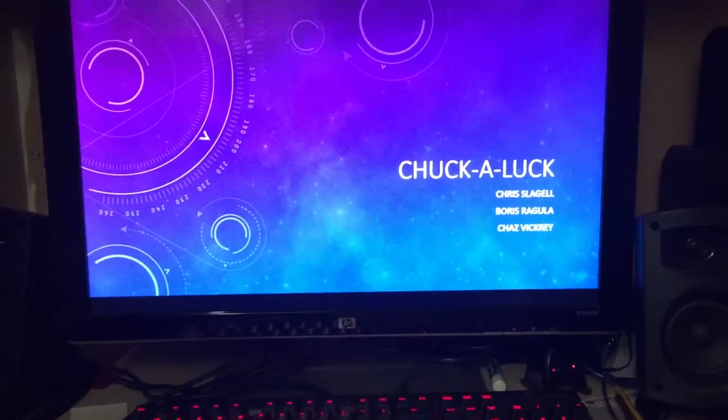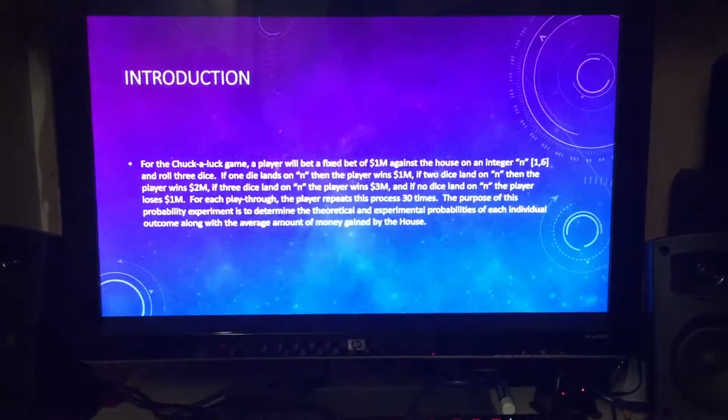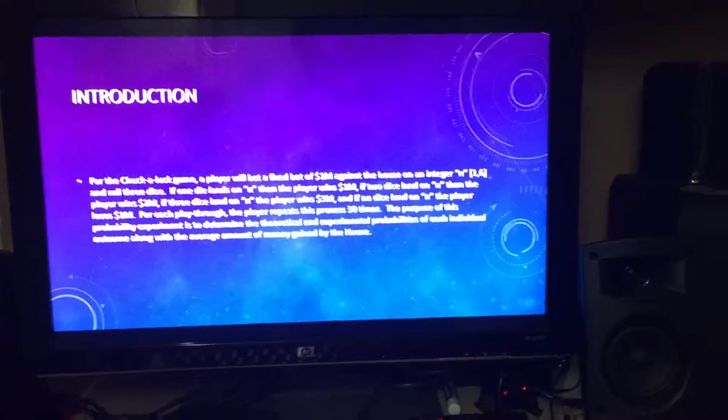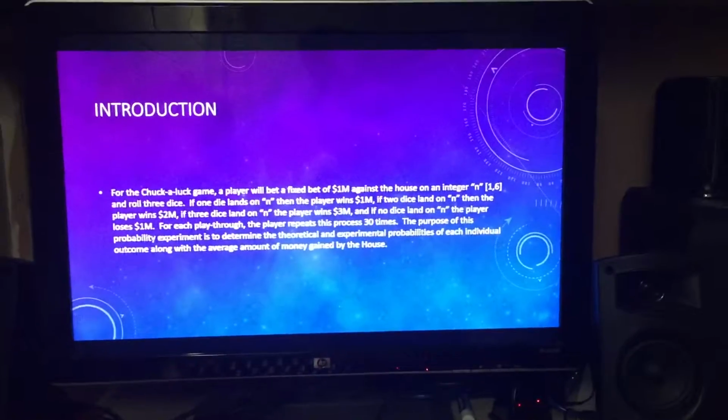Our project was on the Chuck-a-Luck game. In Chuck-a-Luck, a player places a fixed bet of $1 million against the house on an integer n between 1 through 6 and rolls 3 dice.